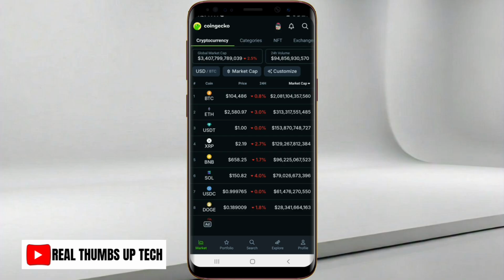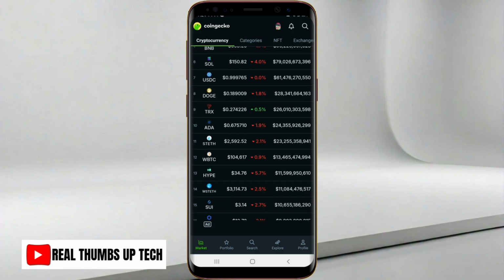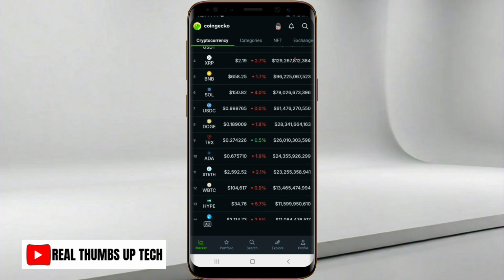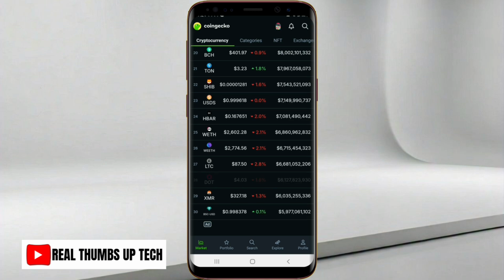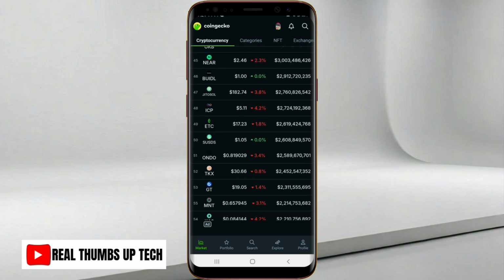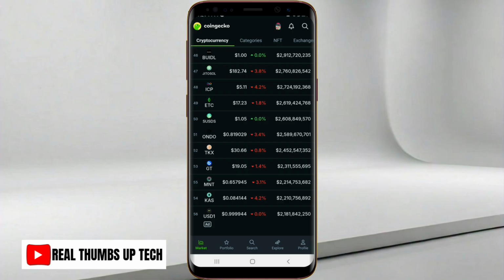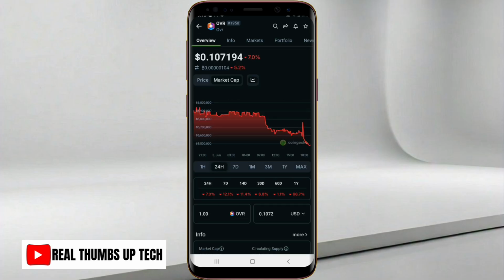So you can use any of these coins, but for me, I prefer using coins with lower market cap. But that doesn't mean that you can't use any of these coins. You can test them out to see if there is any arbitrage opportunity. So let me look for a coin we're going to use for this, and note that the higher the price gaps, the higher the profits.